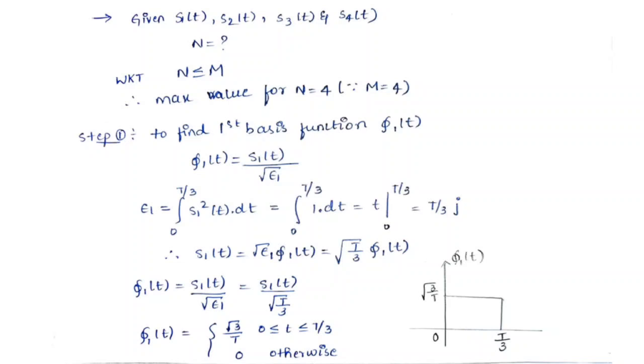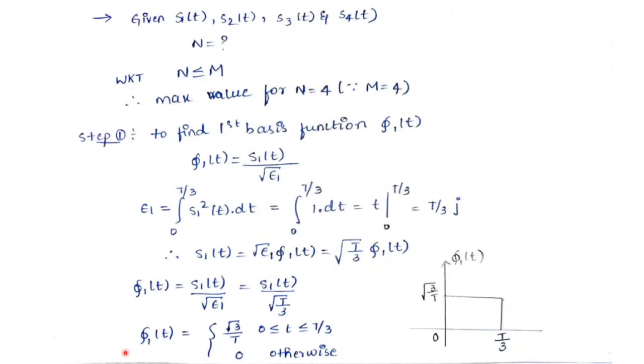So step 1. To find the first basis function phi1 of t, we know that phi1 of t is equal to s1 of t by root of E1, where the energy signal E1 is given as the integral from 0 to T/3 of s1 squared of t dt, that is equal to the integral from 0 to T/3 of 1 dt. When we apply the integration, we get t, and by applying the limits from 0 to T/3, we get T/3.